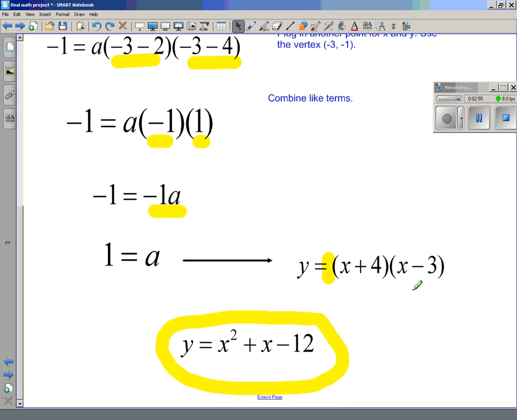You have to FOIL that out. X times x is x squared. X times negative 3 is negative 3x. 4 times x is 4x, which I combined to make x. And 4 times negative 3 is negative 12. So your final equation is y equals x squared plus x minus 12.